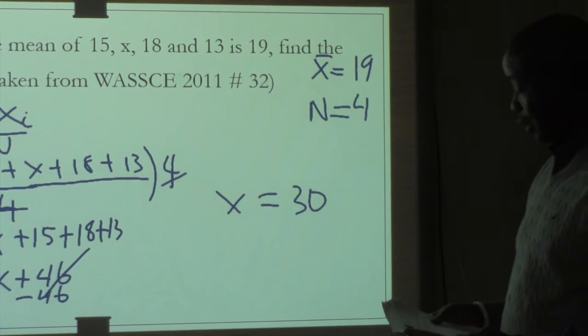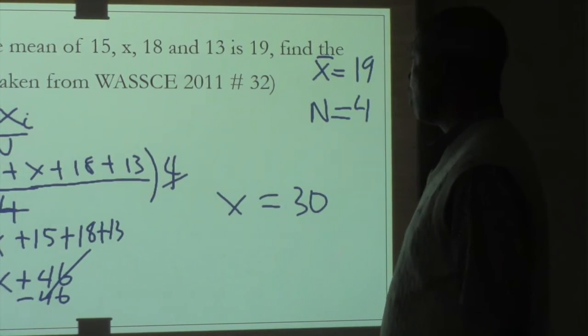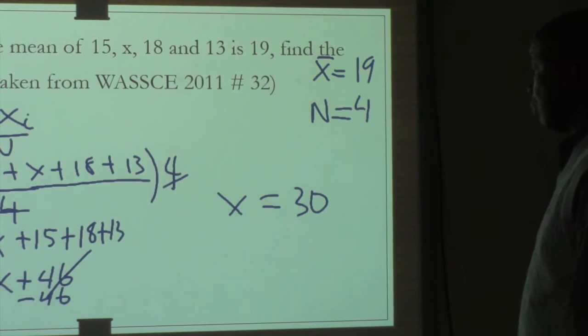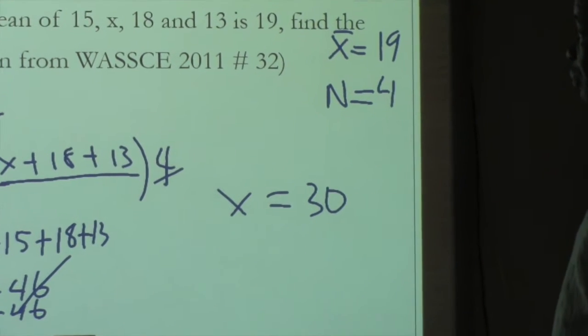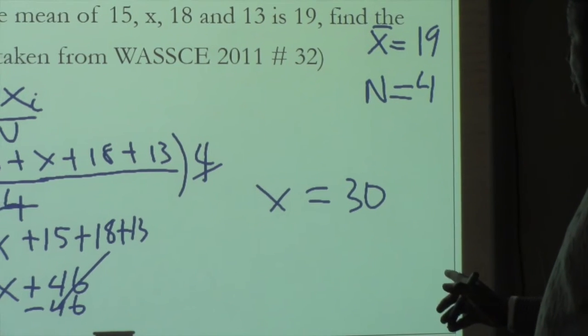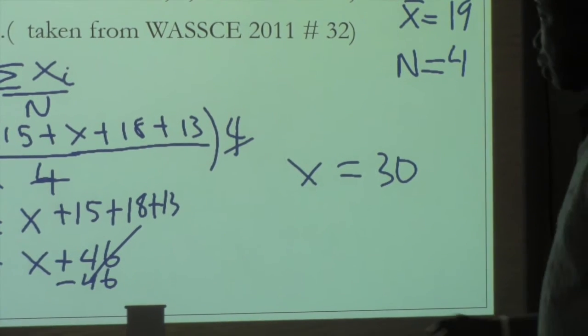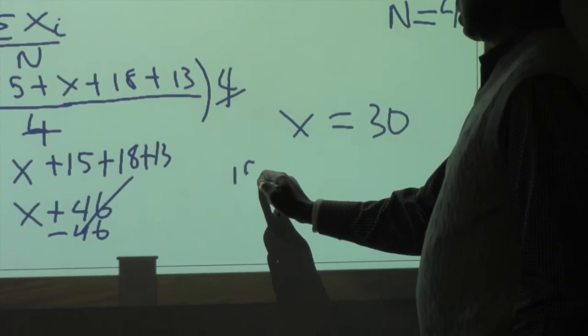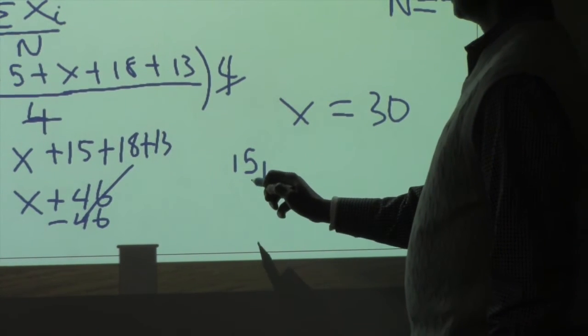So now we got x to be 30, but that's not what we are looking for. In this problem, they wanted us to find the median. Well, to find the median, we needed to know what x is. We know x would be this. So let's list the numbers in the correct order. So the smallest is 15. Then we have what? Sorry, the smallest is what?